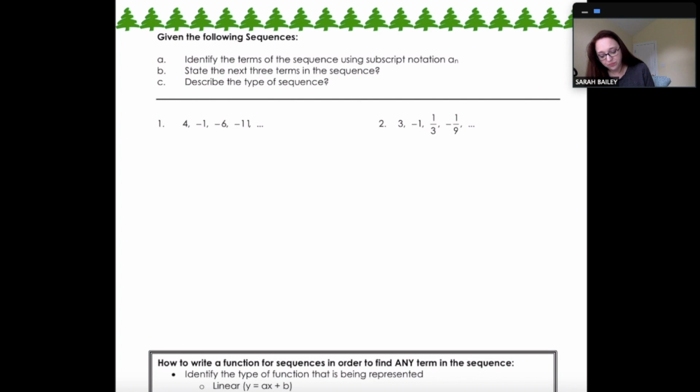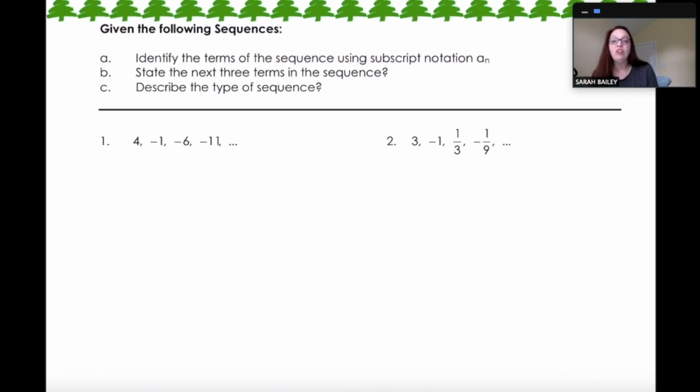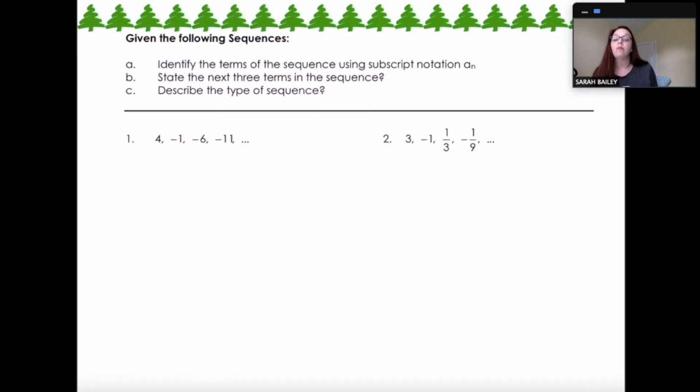So now it says, given the following sequences. It looks like we've got just 2. For part A, identify the terms in the sequence using subscript notation, a sub n. So which one is a sub 1, which one is a sub 2, a sub 3, and so on. And then part B, state the next 3 terms. And then what kind of sequence is it? Is it arithmetic or is it geometric? So pause the video and complete these 2 problems.